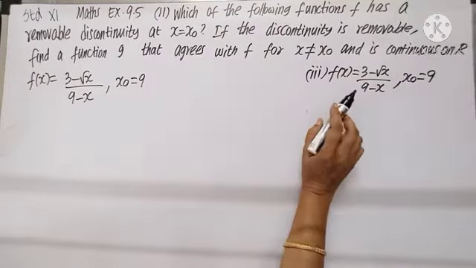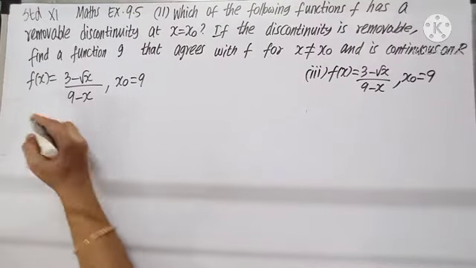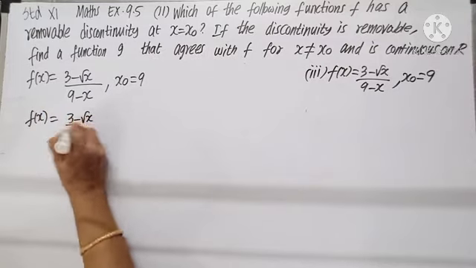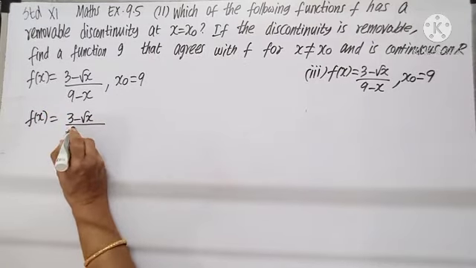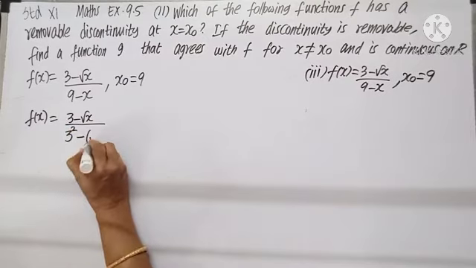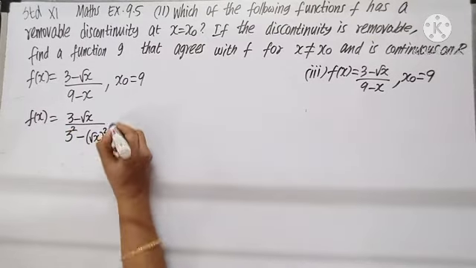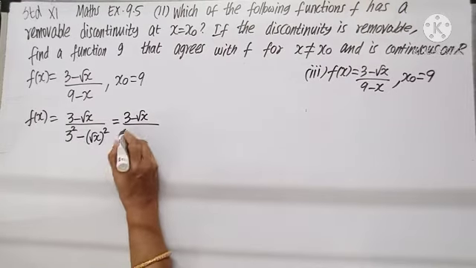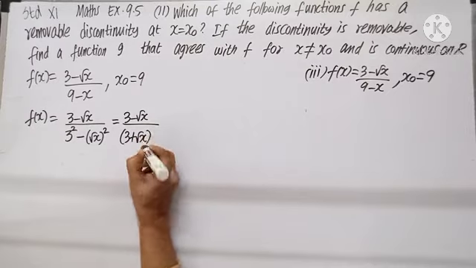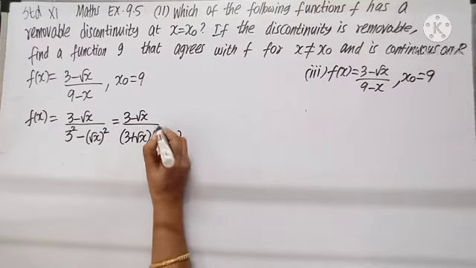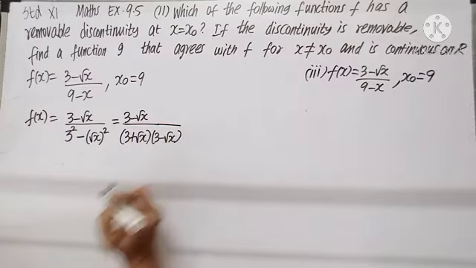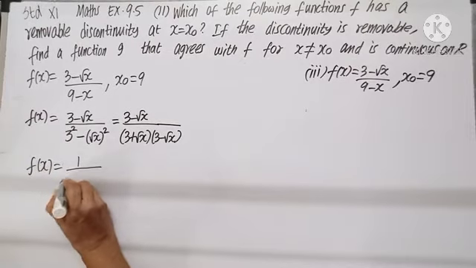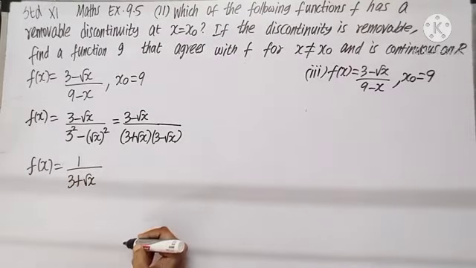Third subdivision, f of x is 3 minus root x by 9 minus x. As we simplify the problem, the denominator 9 can be written as 3 square, x can be written as root x the whole square. And we know the denominator is a square minus b square, so it is a plus b into a minus b. Cancelling this 3 minus root x, we get f of x equals 1 by 3 plus root x.